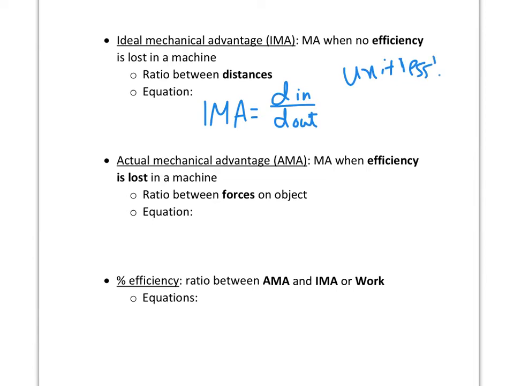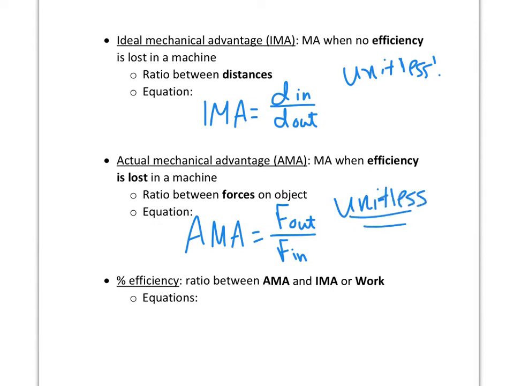just like mu. The actual mechanical advantage is the mechanical advantage when efficiency is lost. So this is more what it actually is versus what you would think it would be with a machine, and that's the ratio between the forces on the object. So actual mechanical advantage is AMA, and that's going to equal the output force over the input force. Once again, because this is a ratio, the units will cancel, and this is unitless.